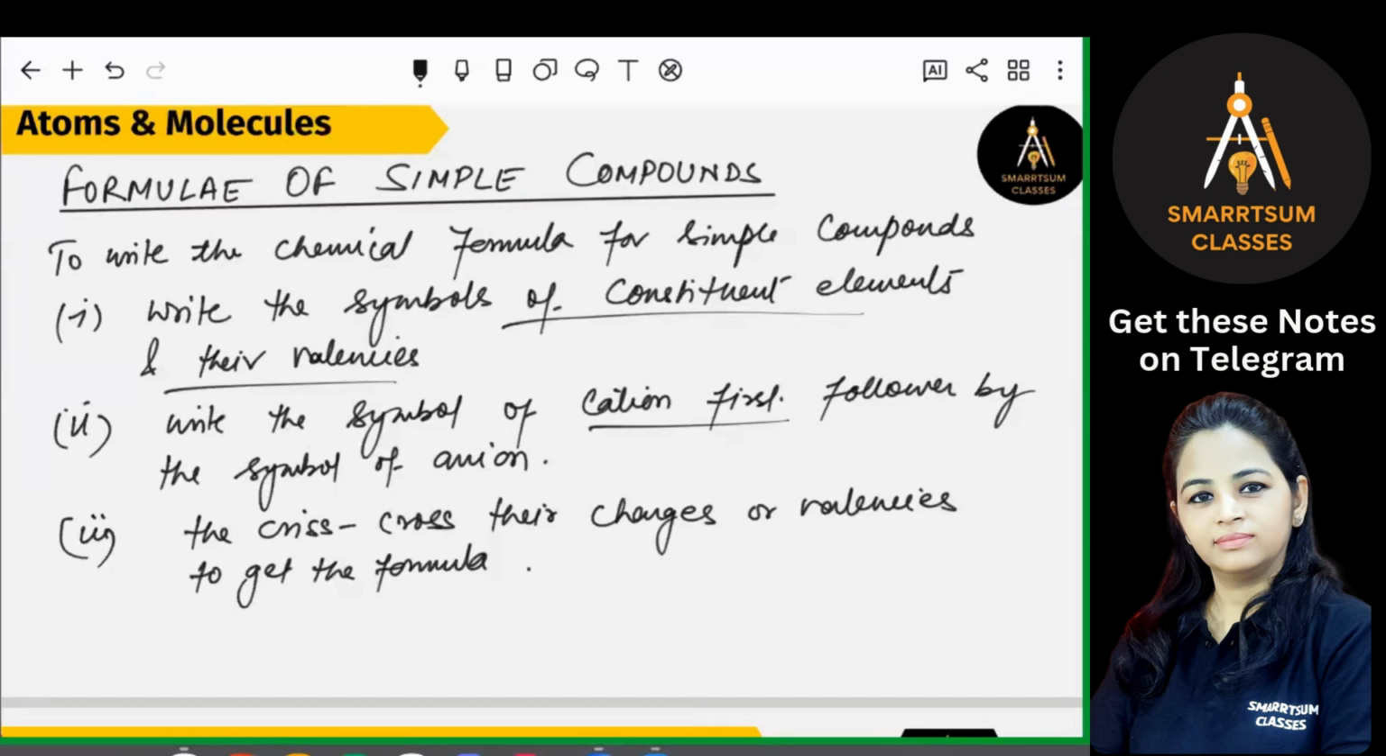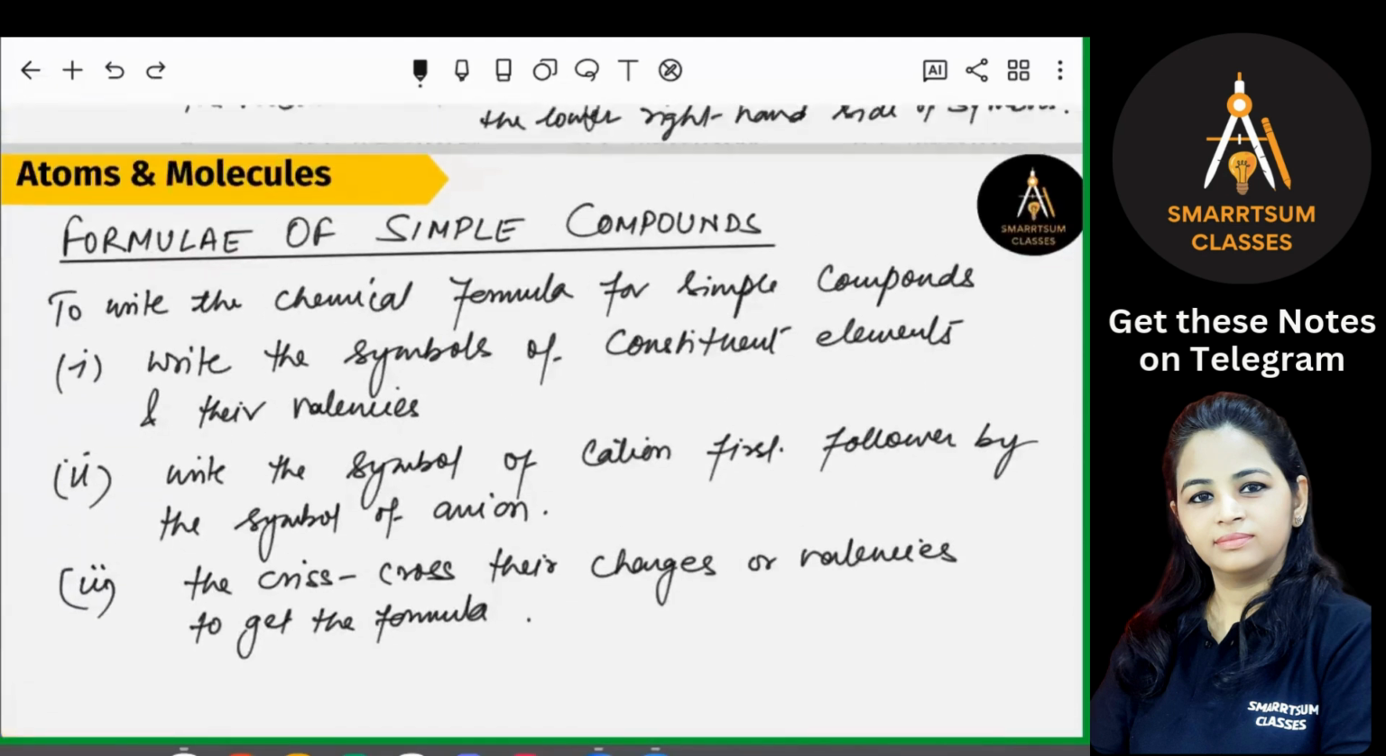Then we use the crisscross. The charges or the valency are used to get the formula. Okay. So now let me tell you how to write it down. So let's see some examples.